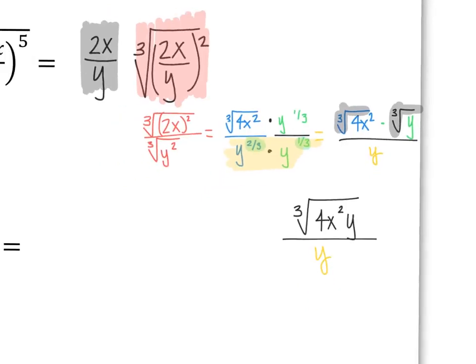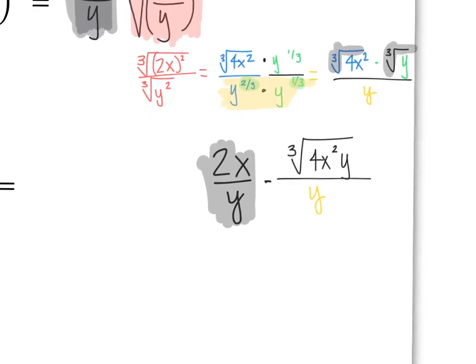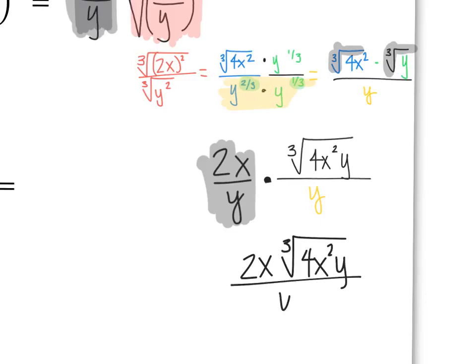Then don't forget, originally in the problem, we had 2x over y here. This 2x over y comes from the 2x over y up here. I just ignored it for a little bit because I didn't need to do anything with it. Well, I can multiply that out a little bit to make it look better. So really this becomes 2x times the cube root of 4x squared y, divided by y squared. The reason it's y squared is because I had y in the denominator and another y in the denominator, and y times y is y squared.